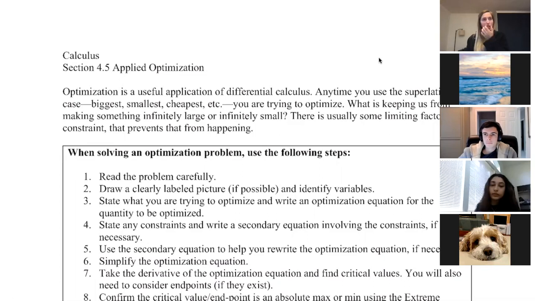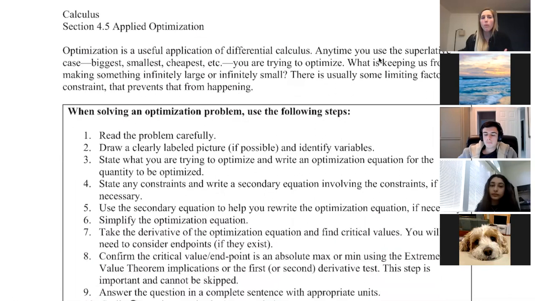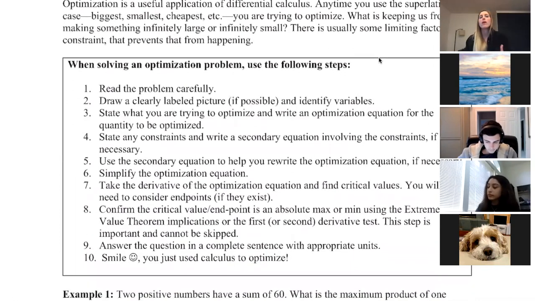So just like with related rates, where we had a set of steps that we would follow for the related rates problems, we're going to have another set of steps for optimization problems. And I know this looks long, but it's kind of like if you're able to do this, then you do it, or you have to do this. So that's why there's a lot of words here for the steps.